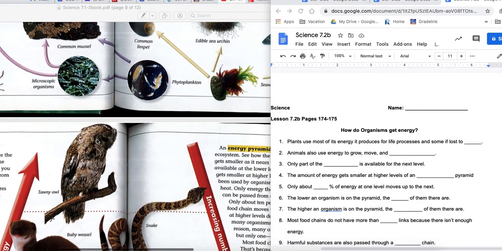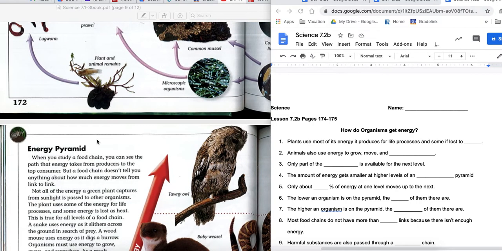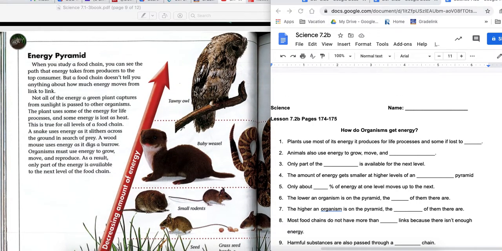Today we're going to talk about what we call the energy pyramid, to explain why we have to have so many different sources. You've got your notes sitting here, let's rock and roll.